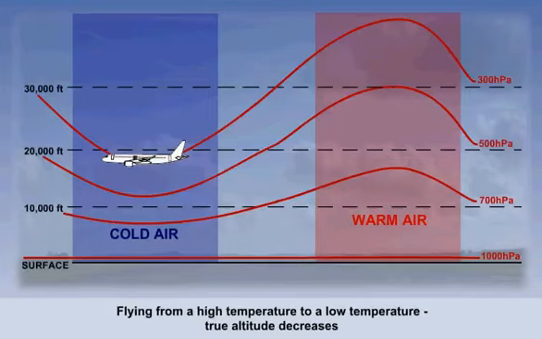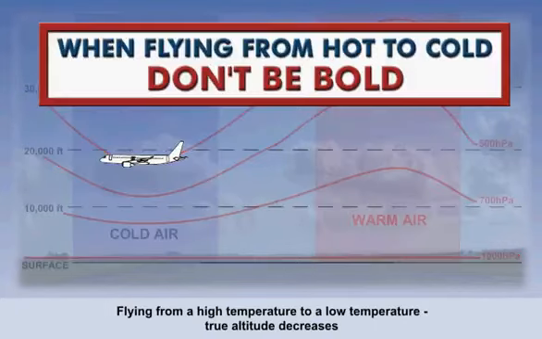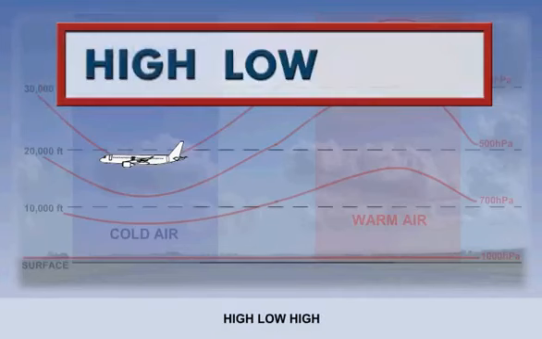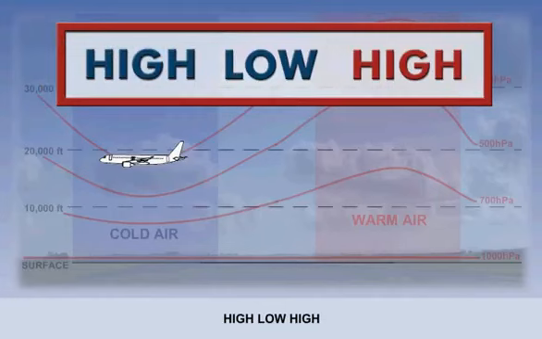There's a saying which is used to remind pilots of this potential problem. When flying from hot to cold, don't be bold. Or, even more dramatically, cold kills. We can further adapt this to be high, low, high. Flying from high temperature to low temperature, the altimeter will read high. In other words, it overreads the true altitude.